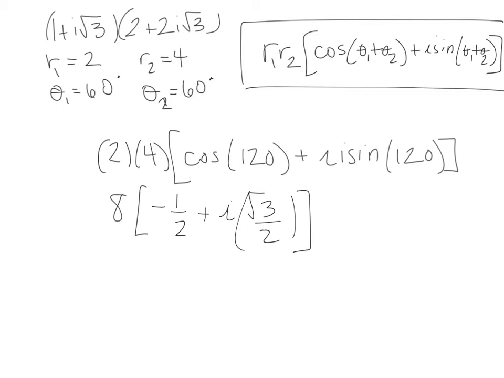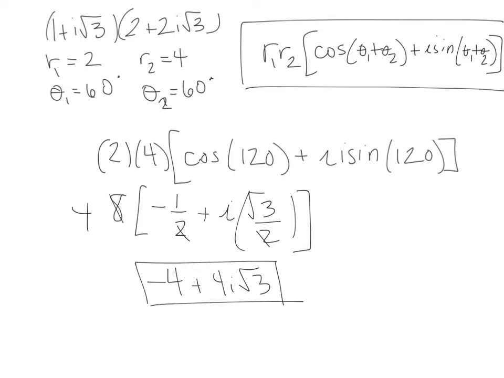And so you just multiply everything out, and you get left with -4 + 4i√3 as your final answer. You can always check that with a calculator, but this is one way to do it.